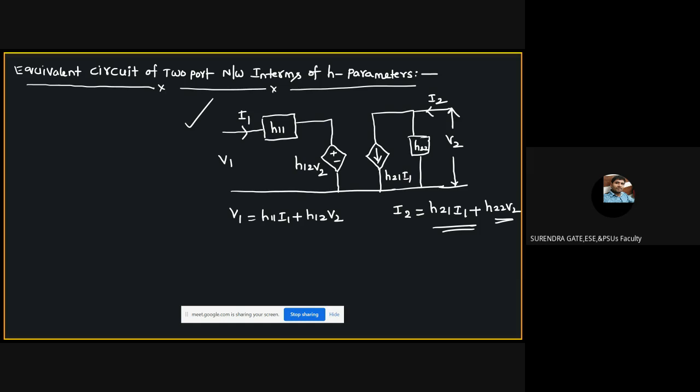After simplifying this, we again get the same equations. You can check this. Clear, students? This is the calculation of H parameters or hybrid parameters. These parameters are used for modeling of transistors.